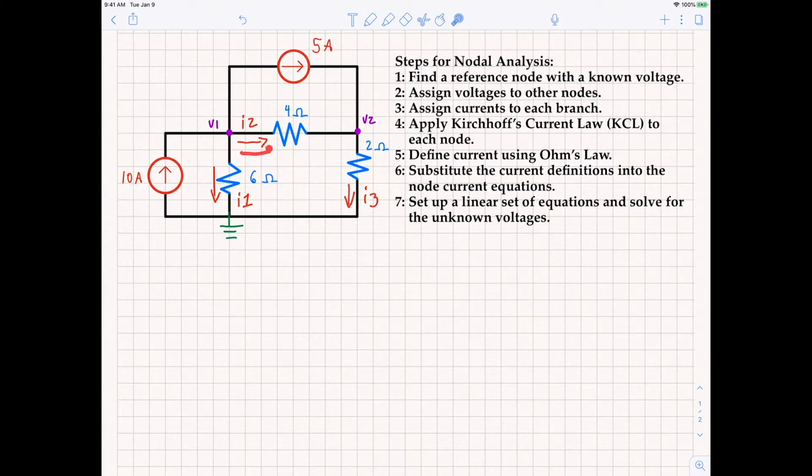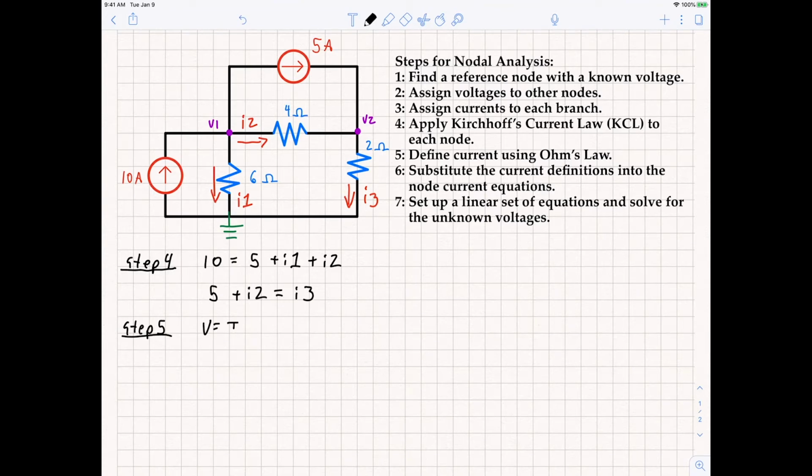That means for the first equation, this is step 4. I like to label my steps. Step 4, 10 amps entering the node equals 5 amps leaving plus I1 leaving plus I2 leaving. So this is our first equation using Kirchhoff's current law. The second equation we get by looking at node V2, right here. 5 amps is entering the node, I2 is entering the node, and I3 is leaving the node. That means 5 amps plus I2 must equal I3.